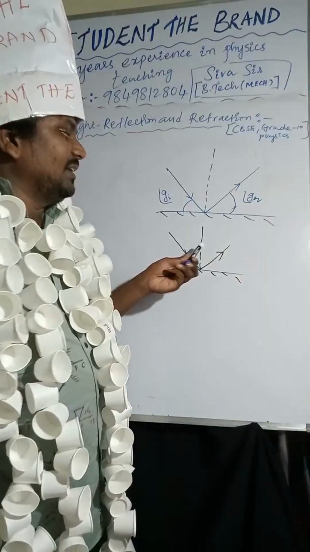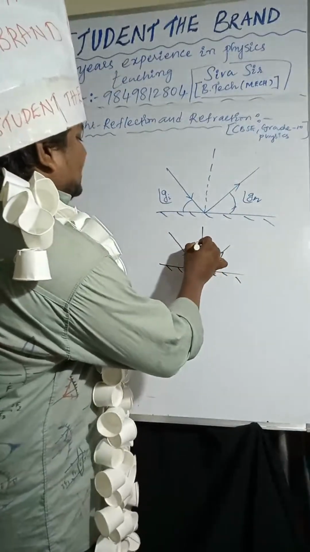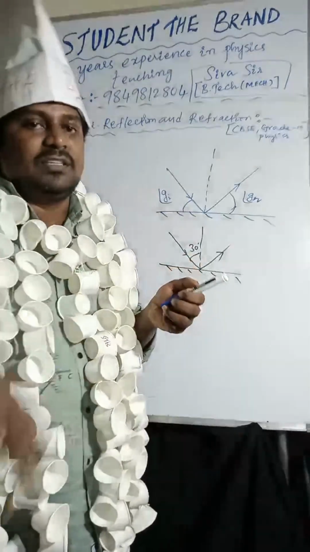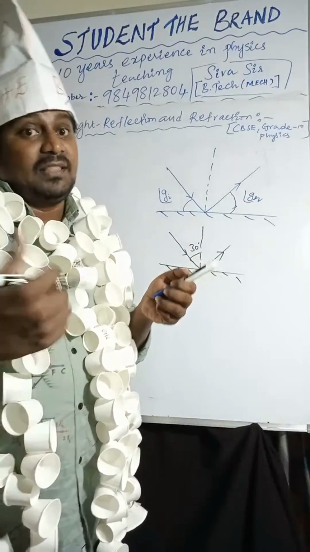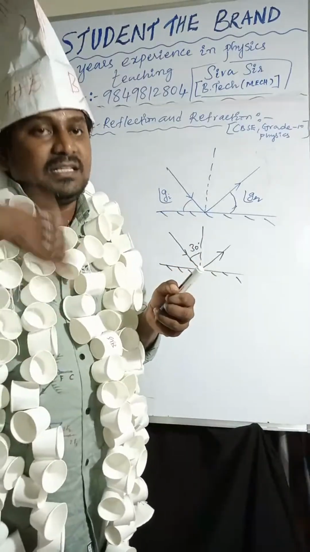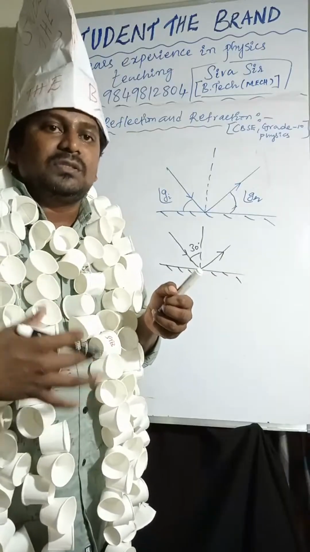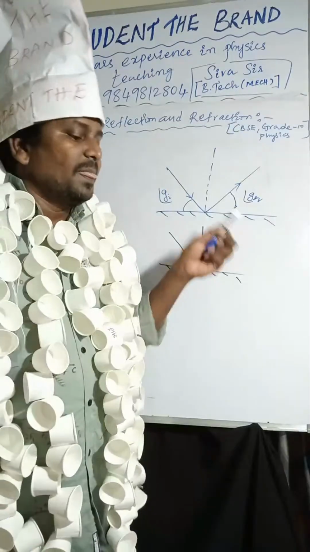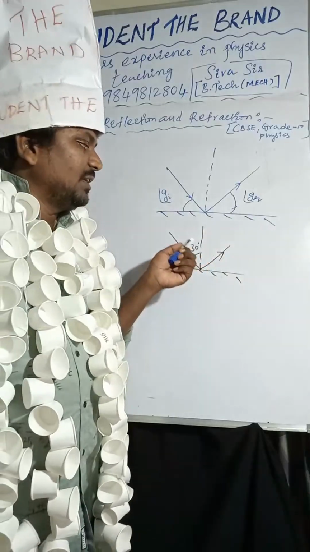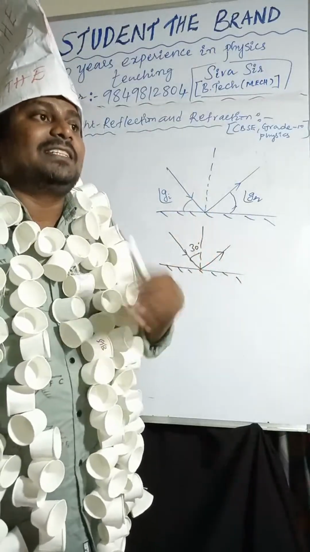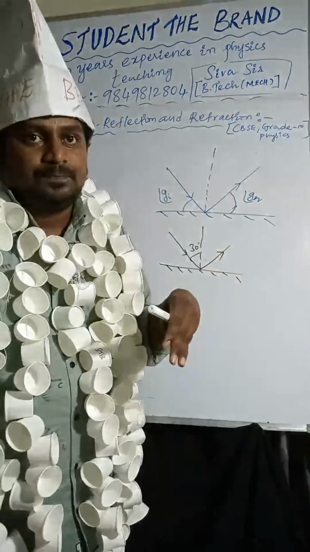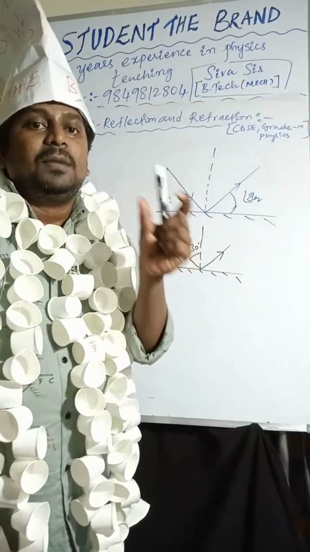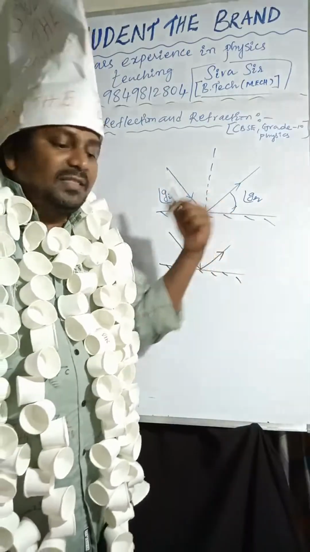Suppose the angle of incidence is 30 degrees. How much angle does the incident ray make with the surface? The way of asking is different. Maybe they may not use the terminology, but the questions will definitely be in this format. The angle between the incident ray and the normal is the angle of incidence, 30 degrees. So how much angle does the incident ray make with the surface? Be particular about the term.